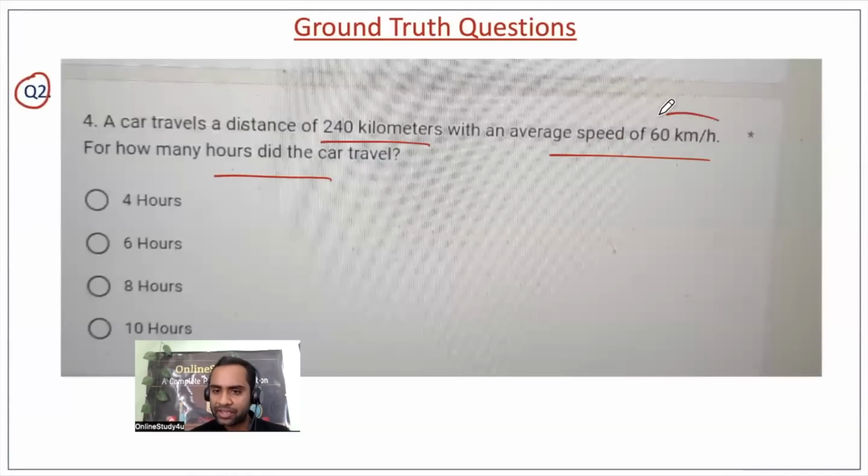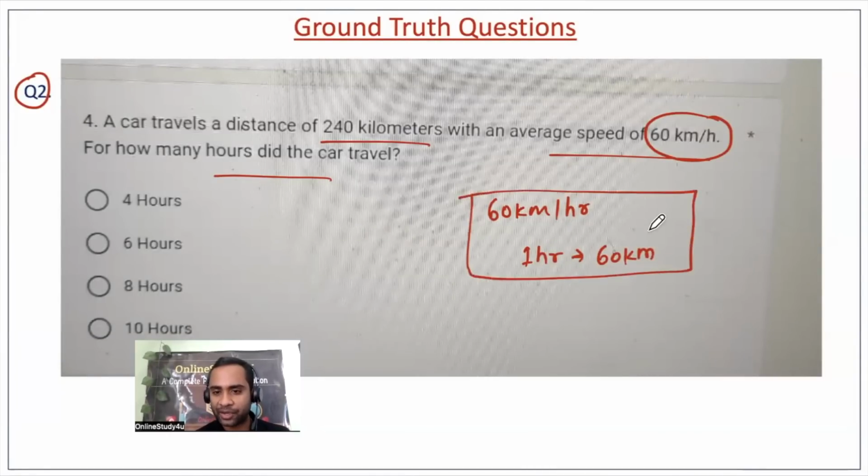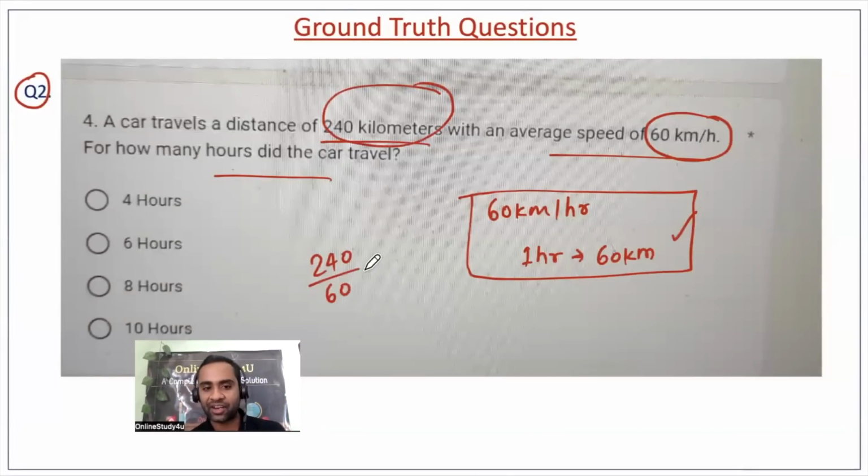Now, friends, one thing you have to understand. Speed is 60 kilometer per hour. 60 kilometer per hour means in 1 hour you are traveling 60 kilometer. This is the meaning of 60 kilometer per hour. Now the person traveled a total of 240 kilometer. So in 1 hour 60 kilometers, definitely it will take 4 hours. So option A will be the correct answer.